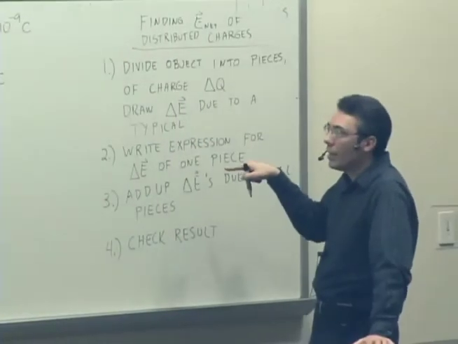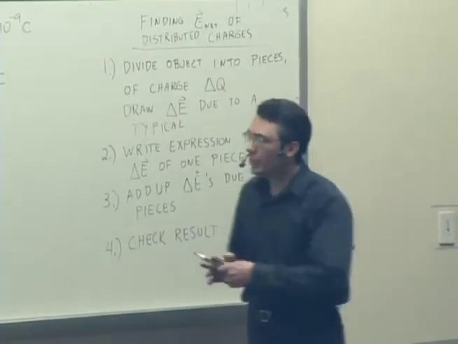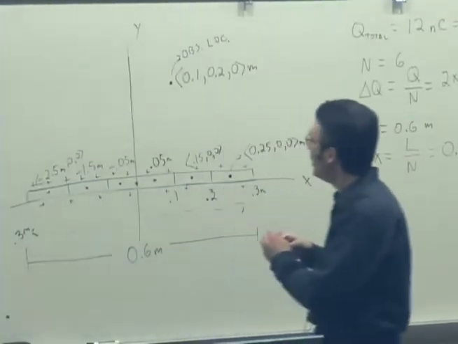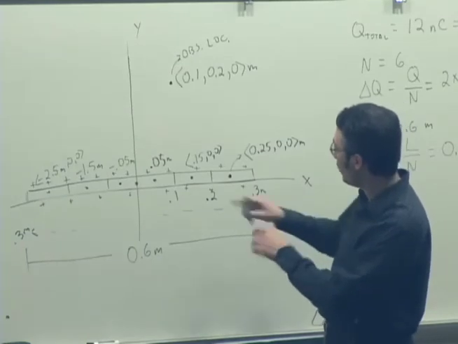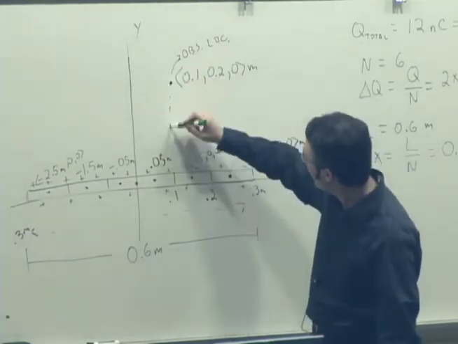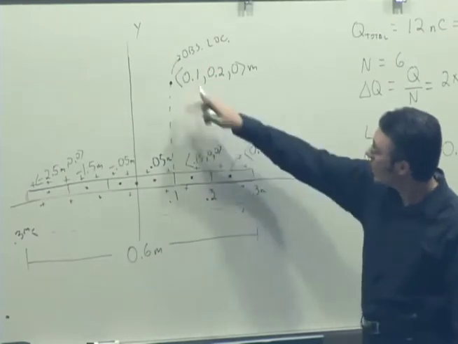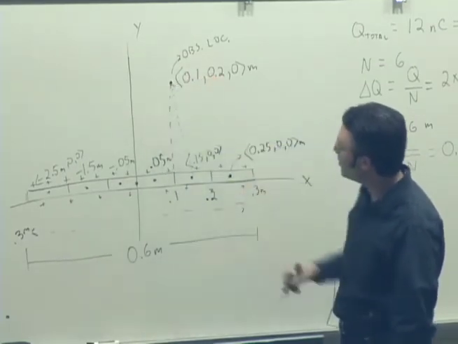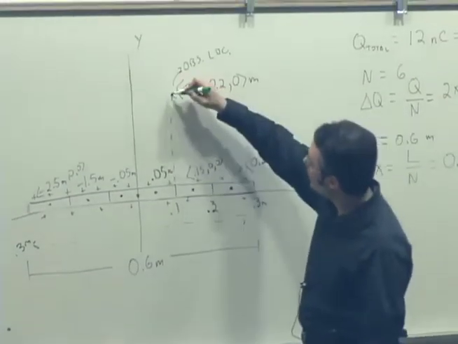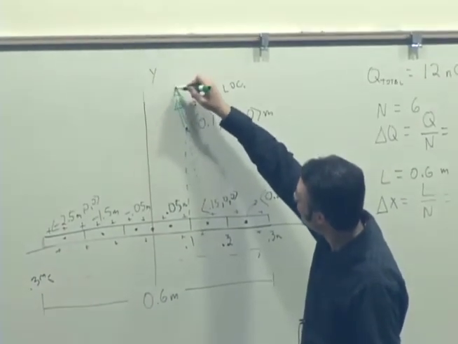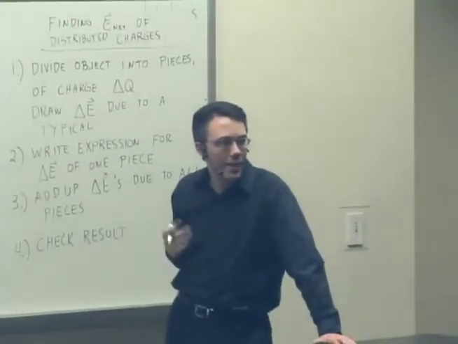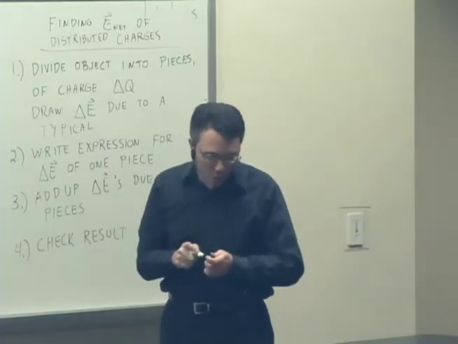And let's just, as it says, draw a typical delta E. If I pick a location here, this is at 0.15, this is at 0.1, so we're on this side of the observation location. I draw the r vector that points from that location to the observation location, and the electric field points away, right? So that would be 1 delta E. And then the trick is to find all the delta E's due to each individual segment and then add them up, okay?